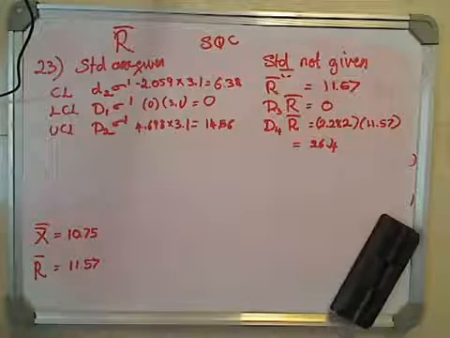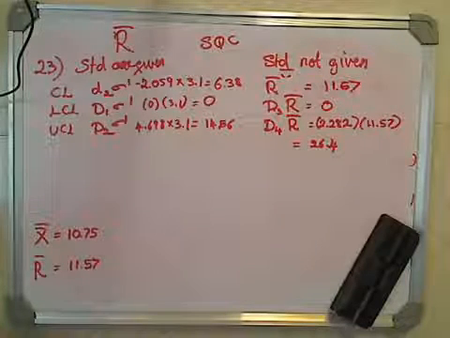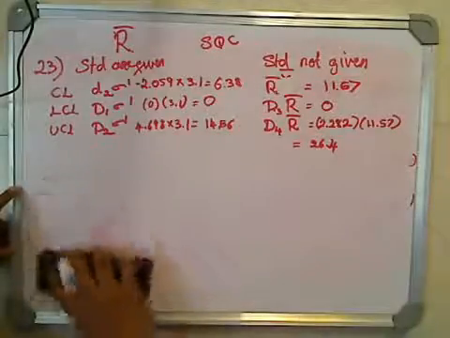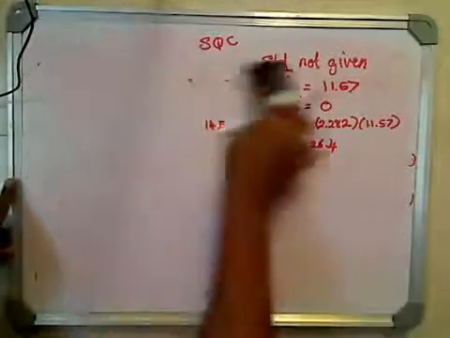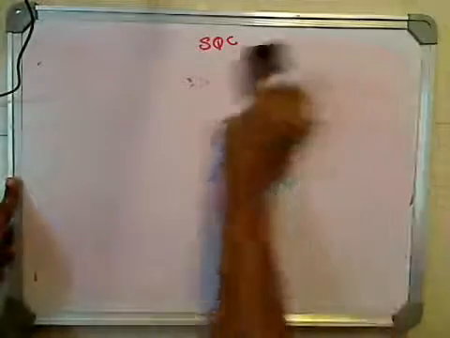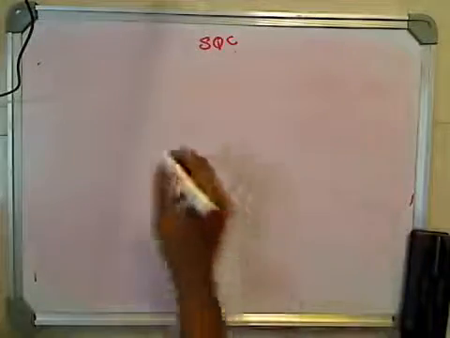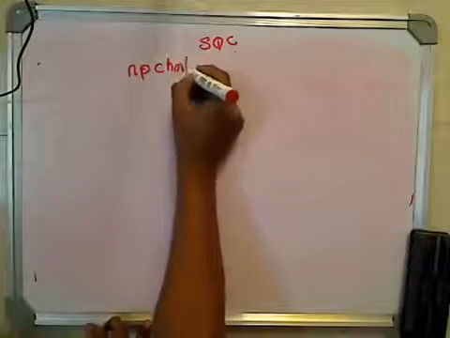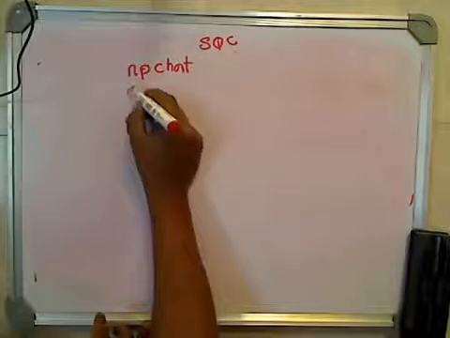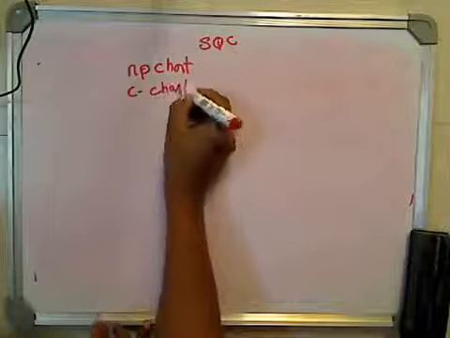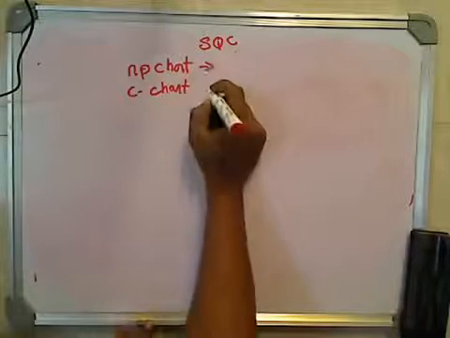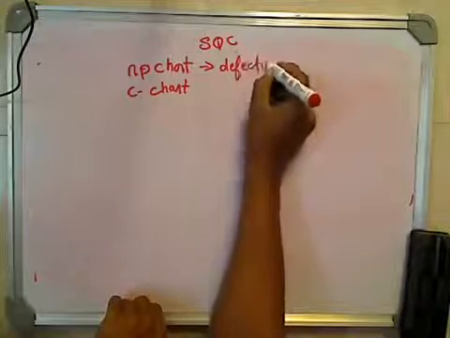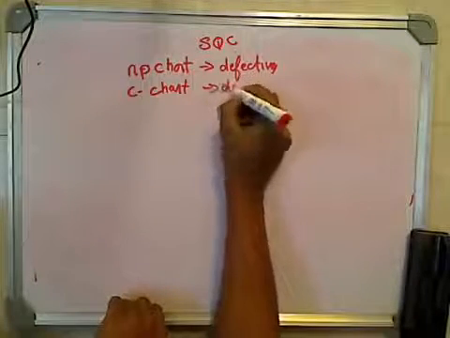I will do the other two charts in a moment now. So let me go about explaining them. And now let's look at the NP chart and the C chart. This, remember, talks about the number of defectives. This talks about defects.